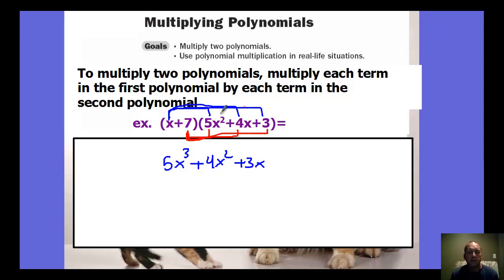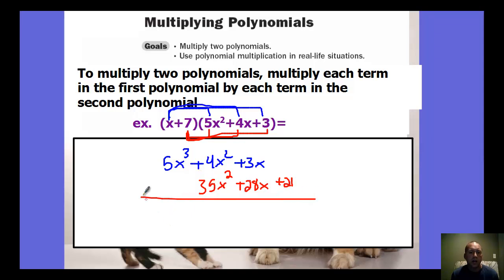We're going to repeat that process here with the 7. So 7 times 5x squared is 35x squared. And when you write that, you need to write it below the x squared terms to keep yourself organized. We have plus 28x plus 21.